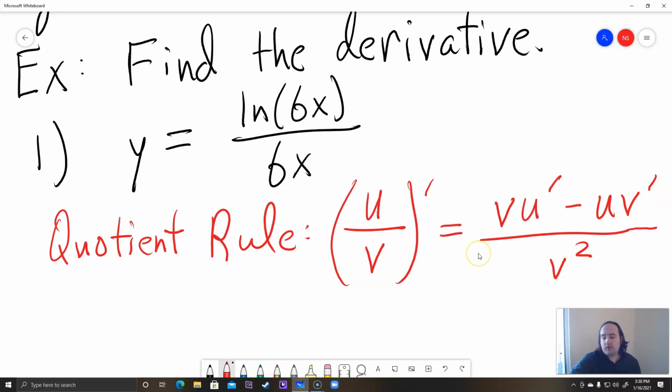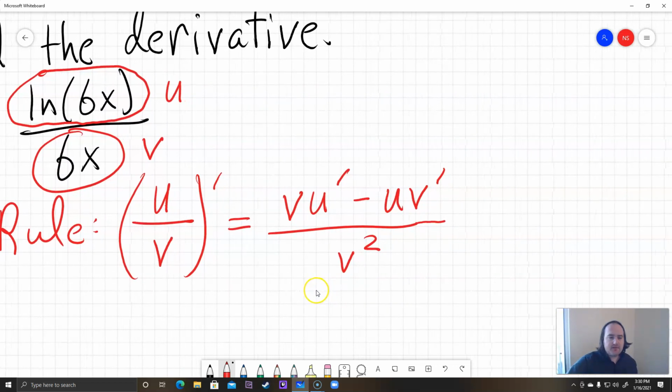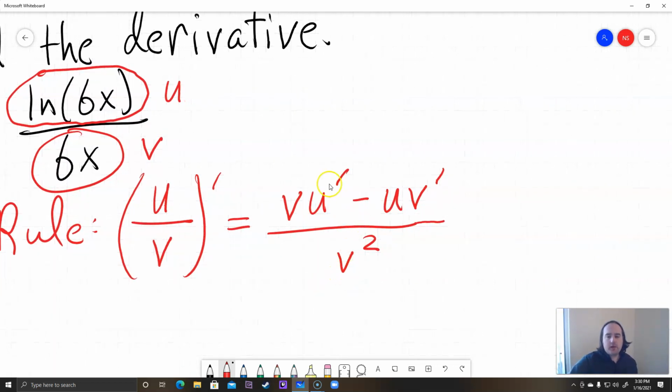But just like the product rule on the last video, you do want to label everything, and then you're going to have to calculate your u prime and v prime somewhere over on the side, and then at the end you plug it all into the formula and you simplify. So like here, our numerator ln of 6x is going to be our u, and our denominator is going to be v. So here v is 6x. And then somewhere over here on the side, you want to work out what u prime and v prime are. So let's go ahead and do those.